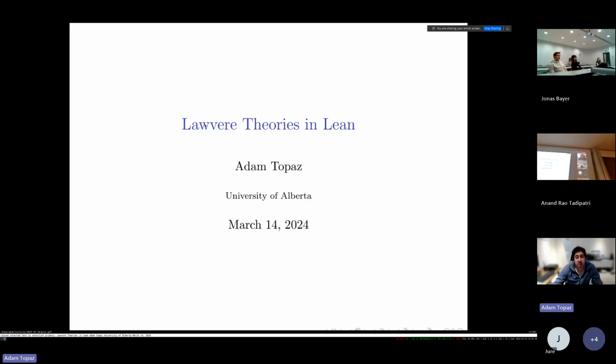So I'll talk about Lawvere theories in general, what they are, and mix in some discussion of the work I've been doing the last month or two, formalizing these notions in Lean and trying to make the formalizations actually useful. So to start off, I think I'll start with an example.